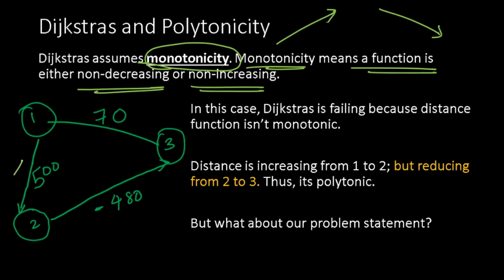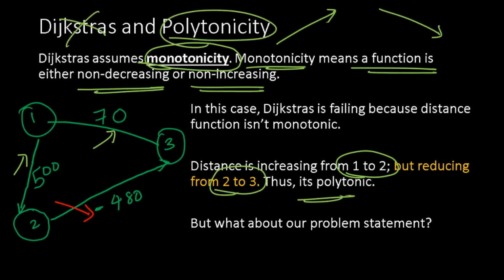Specifically in this case, 1 to 2 the cost is increasing, 1 to 3 the cost is increasing, and 2 to 3 the cost is reducing. Because the distance is increasing from 1 to 2 and reducing from 2 to 3, we call this function polytonic. And that's why Dijkstra's won't work, because it is polytonic.